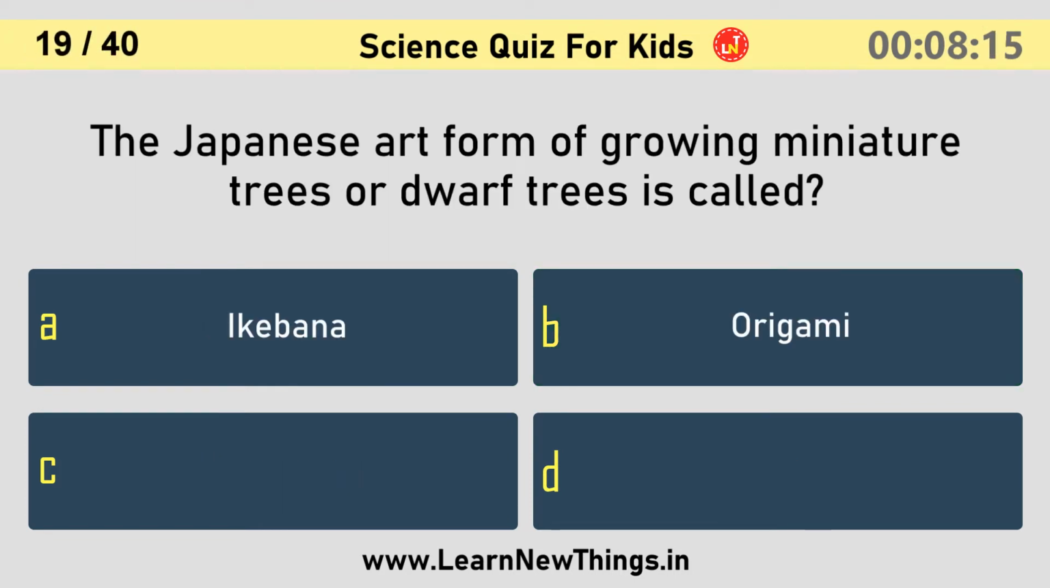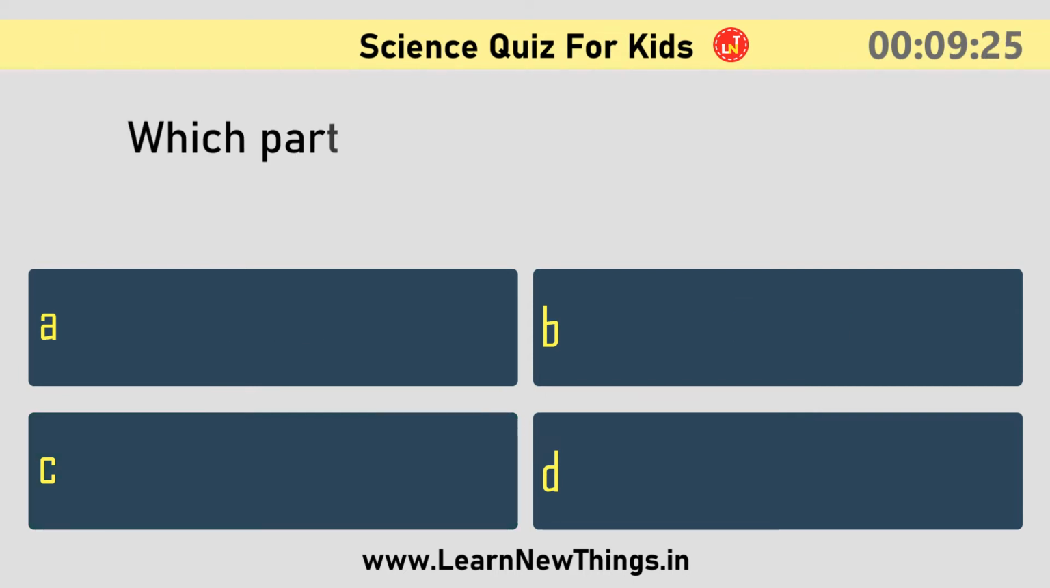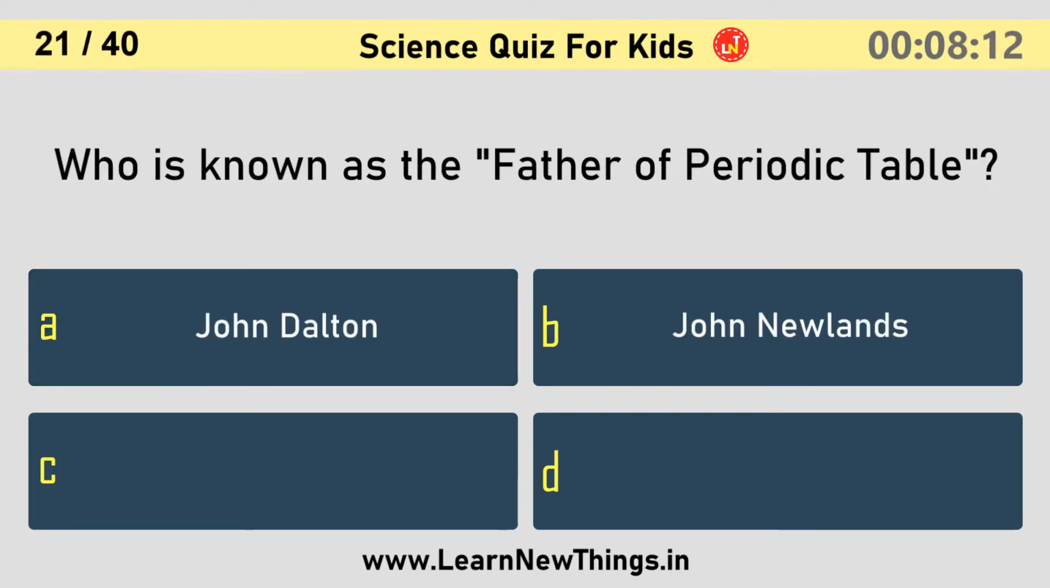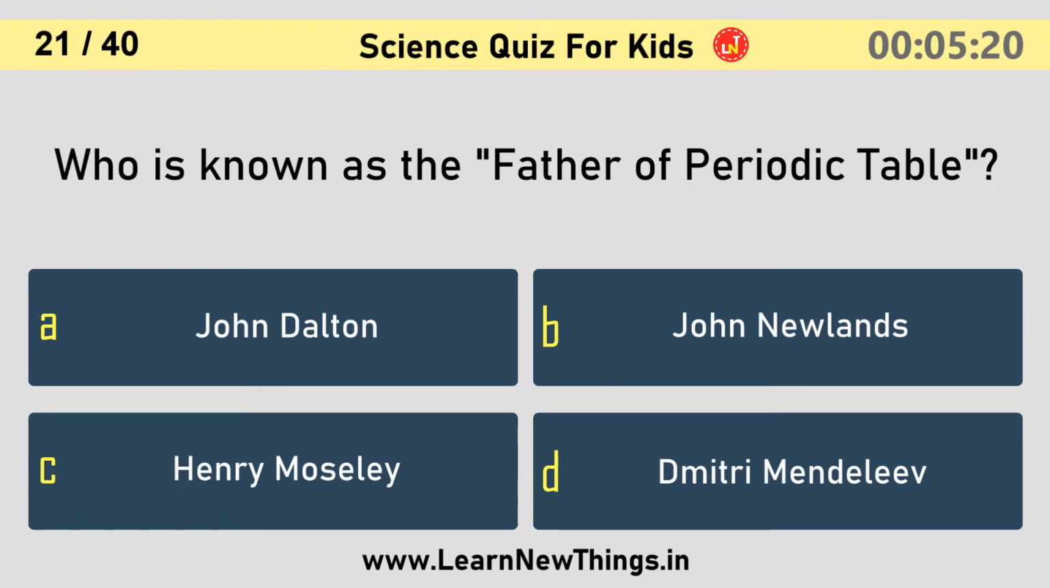The Japanese art form of growing miniature trees or dwarf trees is called bonsai. Which part regulates the amount of light entering the eye? Iris. Who is known as the father of the periodic table? Dmitri Mendeleev.